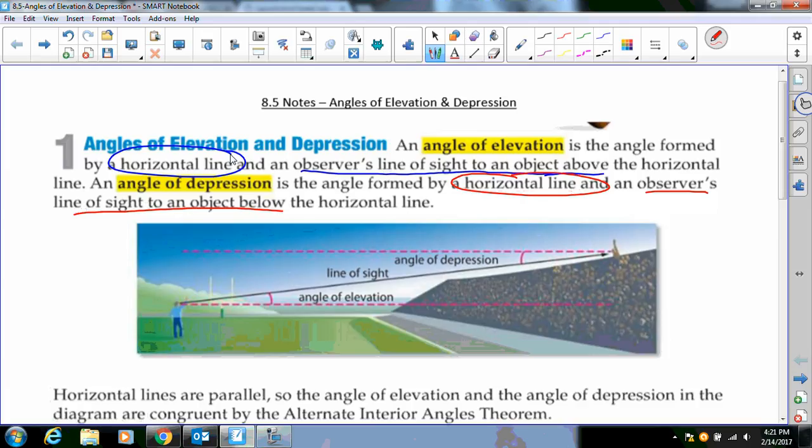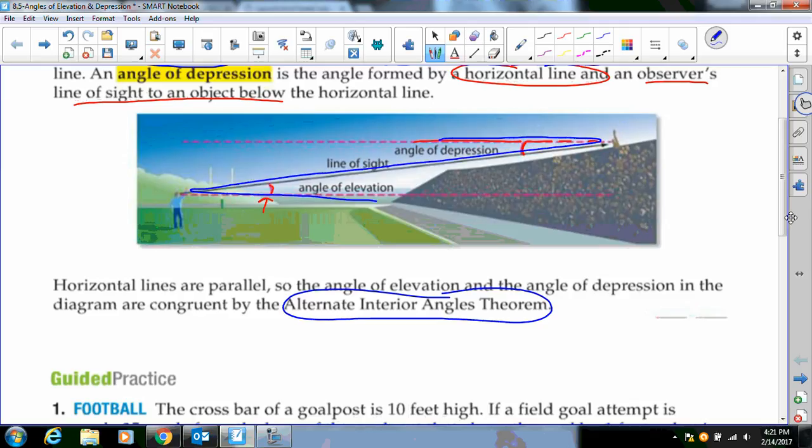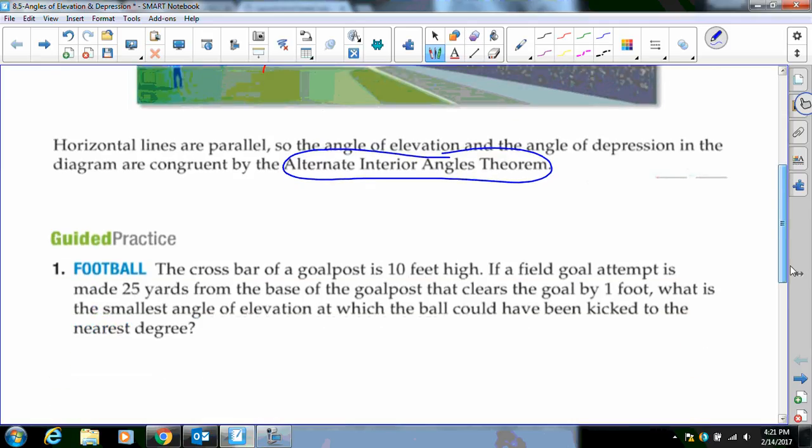So here they're giving you examples in this picture of an angle of elevation. Notice the horizontal line here, and then the angle formed here is the angle of elevation. And then your angle of depression, again, here's your horizontal line, and then here's your angle of depression. One thing to note is that horizontal lines are parallel, obviously. So anytime you have an angle of elevation, you know the angle of depression and vice versa because of your alternate interior angles theorem. So notice this forms that Z that we've talked a lot about. And so those angles would be congruent because lines are parallel, alternate interior angles are congruent.